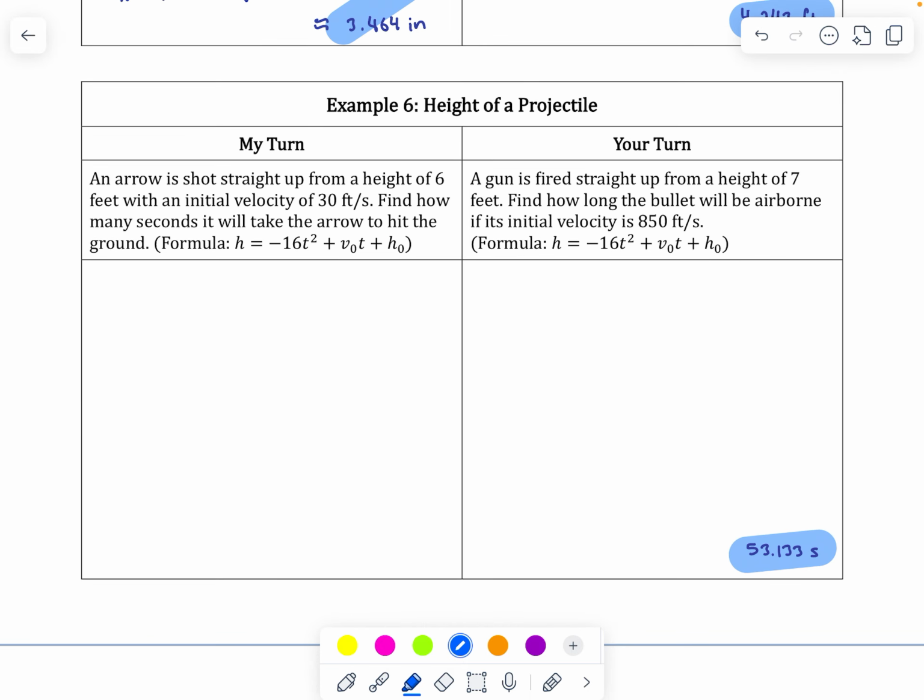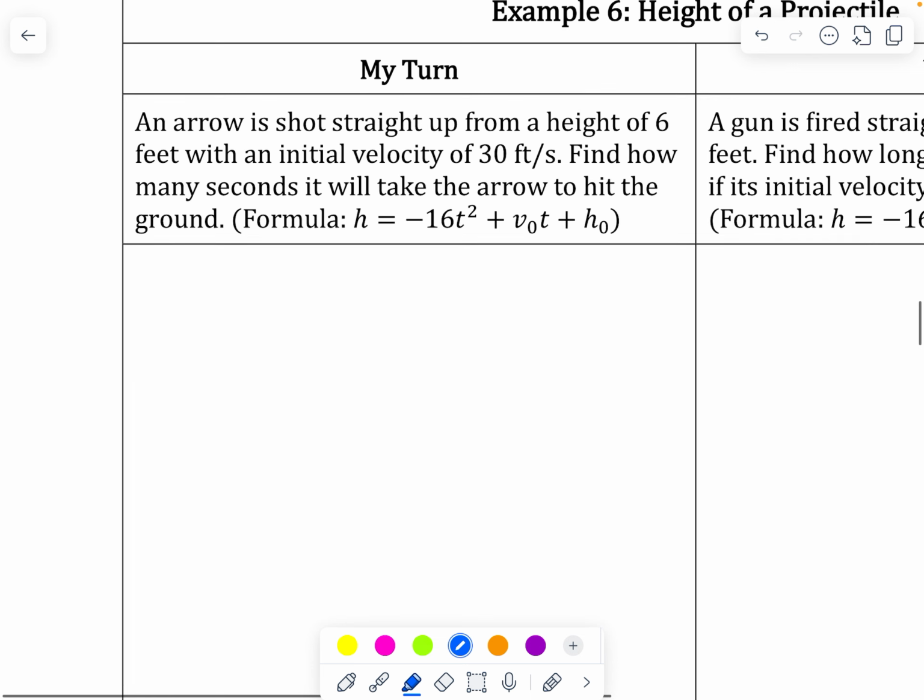Example 6, we're talking about the height of a projectile. So that is something that's shot up into the air. For these problems, this is not a physics class, so we're going to try to keep this as simple as possible. In both problems, the object is going to be shot straight up. Good. So my turn here. An arrow is shot straight up from a height of 6 feet with an initial velocity of 30 feet per second. Find how many seconds it will take the arrow to hit the ground.